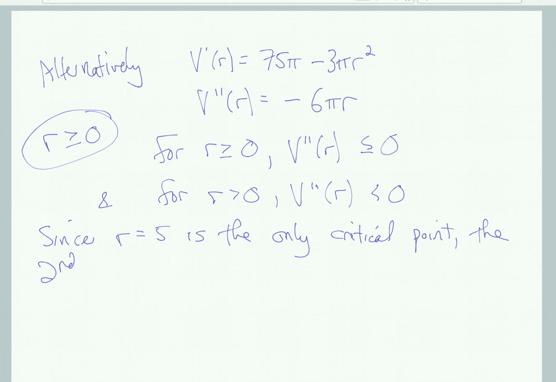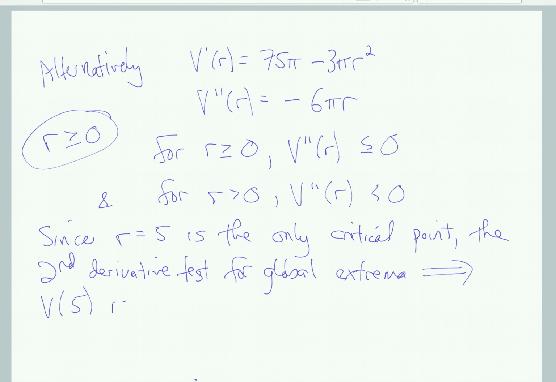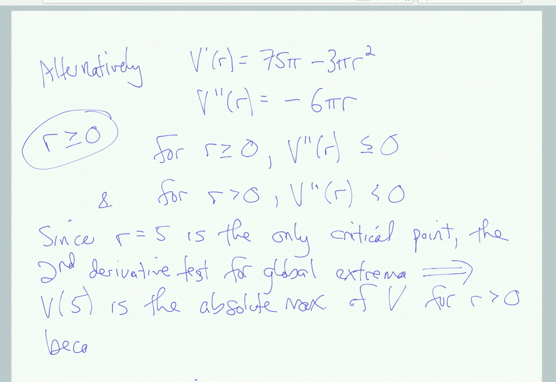the second derivative test for global extrema implies that V of 5 is the absolute maximum of V for r greater than 0. And again, that's because V is concave down for all r greater than 0.